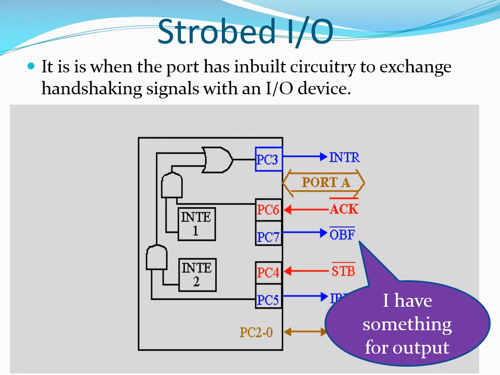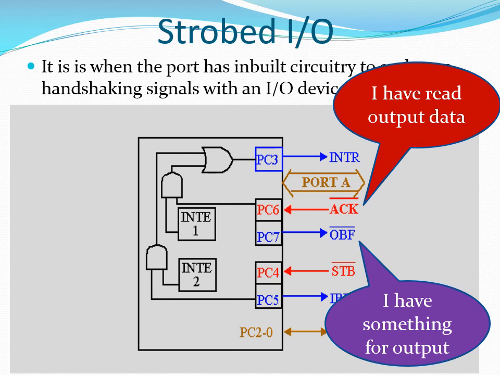The output buffer full signal is a signal from the port to an output device to indicate that the port has something to send to the output device. When the output device is ready, it reads in the data from the port. To indicate that it has read in the data, the output device uses the acknowledge signal. Thus, the acknowledge signal is a signal from the output device to the port to indicate that the output device has read in the data from the port.